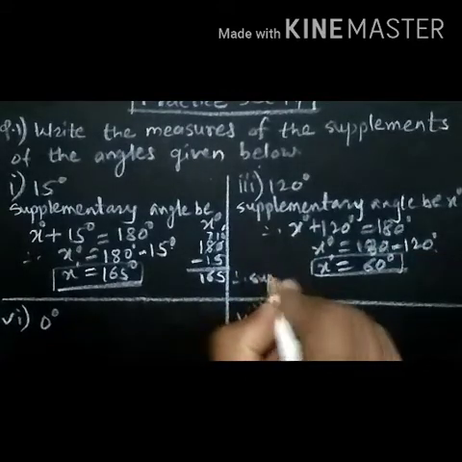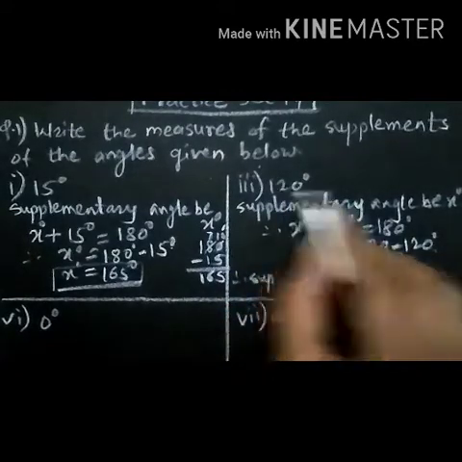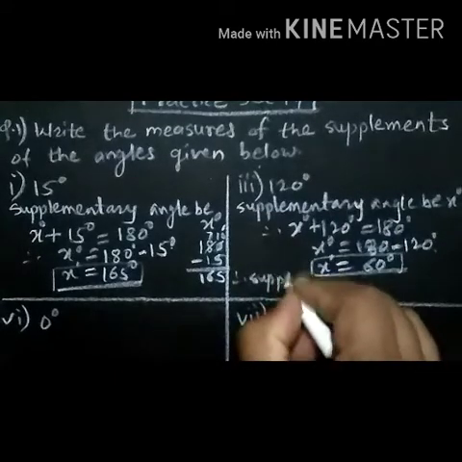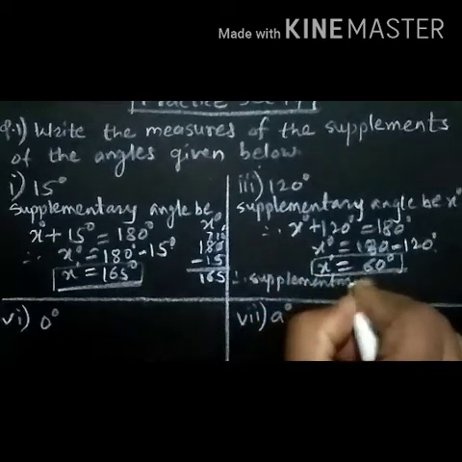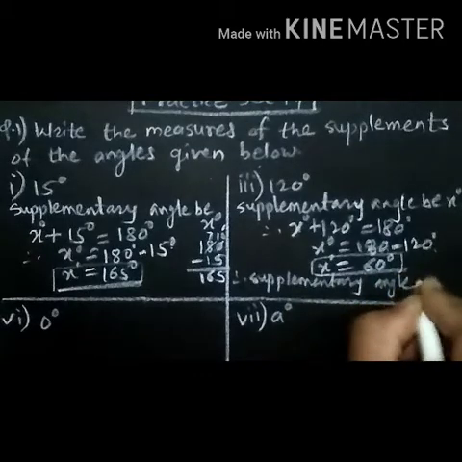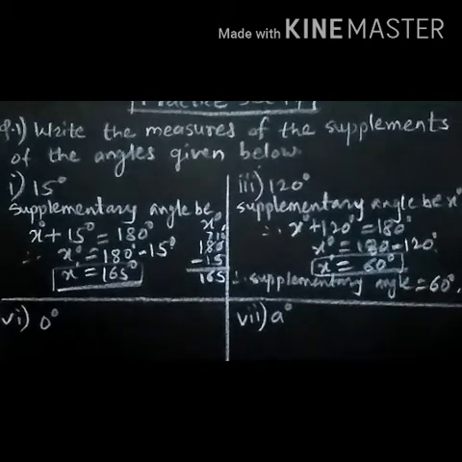Therefore, the measure of the supplement of the angle 120, that is 60 degree, or we can write the supplementary angle of 120 degree, that is 60 degree.